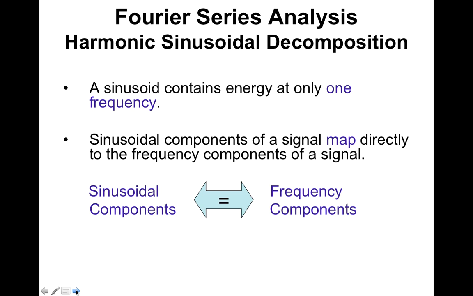So basically, Fourier series analysis is the first step in understanding the Fourier transform. A Fourier series analysis can only be done on a periodic waveform. And it's basically a harmonic sinusoidal decomposition. So if we think about it, a single sinusoid has a single frequency, so the energy is all concentrated in one frequency. The sinusoidal components of a signal map directly onto the frequency components of a signal.